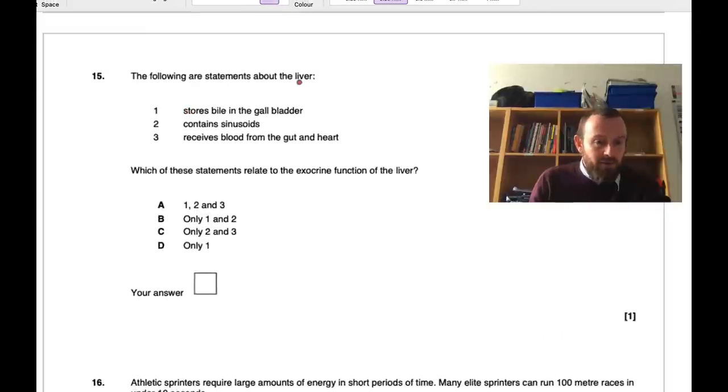These are statements about the liver. Number one, number two, number three. Stores bile in the gallbladder, contains sinusoids, receives blood from gut and heart. Which of these statements relate to, this is the bit I missed, the exocrine function of the liver?